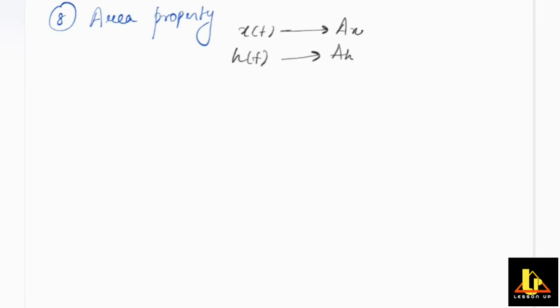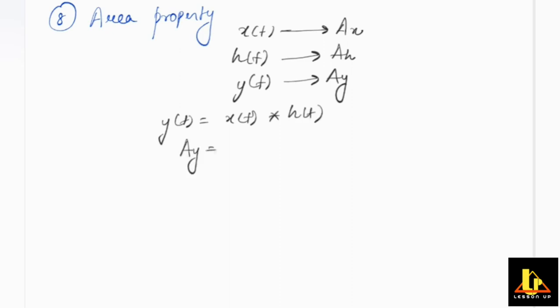Next is the area property. If area of input signal is AX and area of impulse signal is AH and area of output is AY, then if we write y of t is equal to convolution of x of t and h of t, then area AY, area of the output signal, will be equal to the product of area of input and impulse.